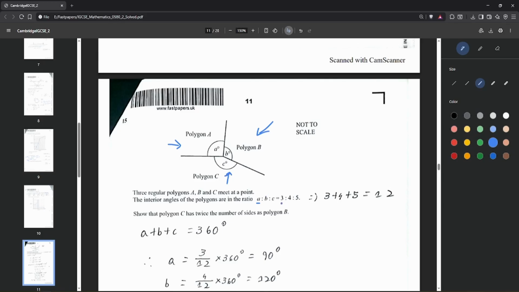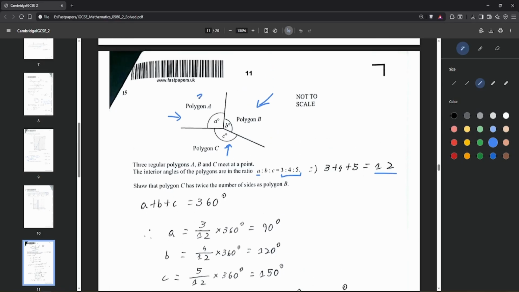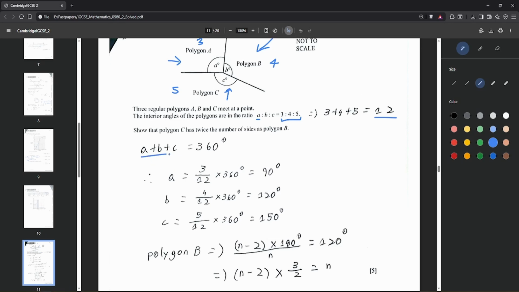The way we do this is at first we add the ratio to get 12. So now this means A will have 3 by 12th of the full 360 degrees, B will have 4 by 12 of the full 360 and C will have 5 by 12 of the full angle. So A plus B plus C is equal to 360. This is something we know because this is a full angle.